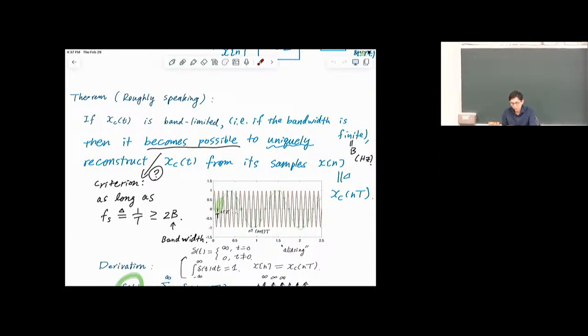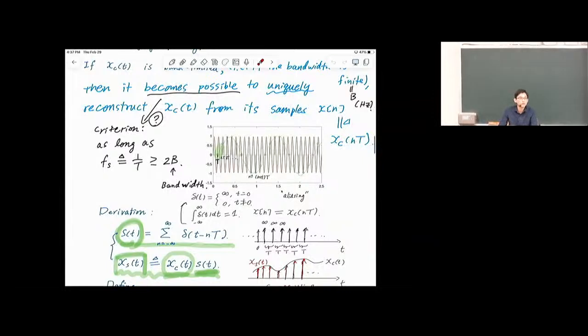Then it becomes possible to reconstruct, at least conceptually, our continuous time signal from its samples, even though it looks like a huge loss of information. We are only checking the signal at discrete times, but in the end, it's possible to reconstruct the original signal in continuous time. And the criterion is that we want to sample at least 2 times faster than the highest frequency in that signal. Okay? So far, so good.